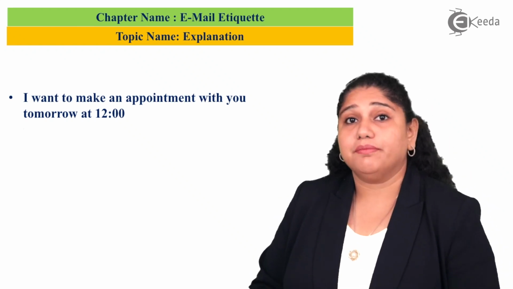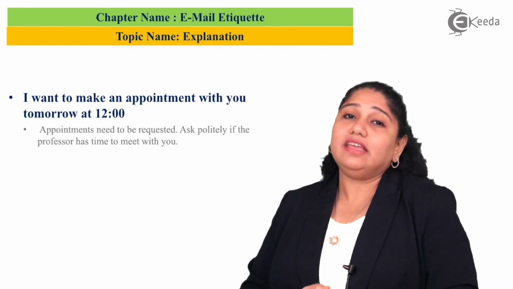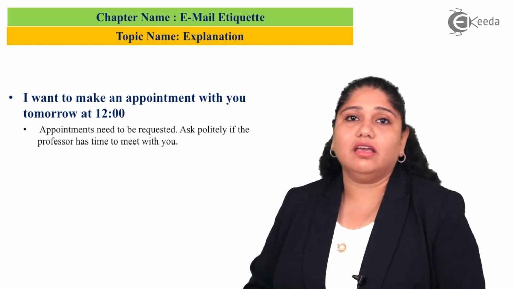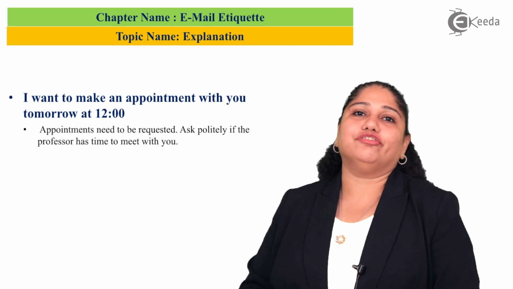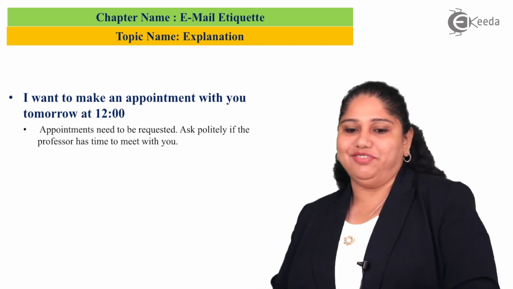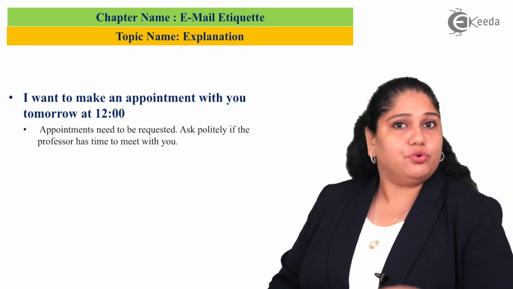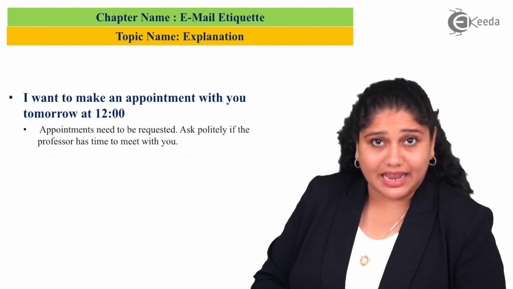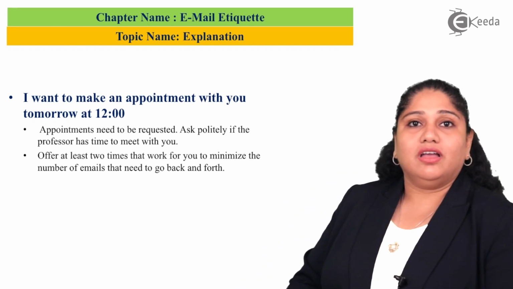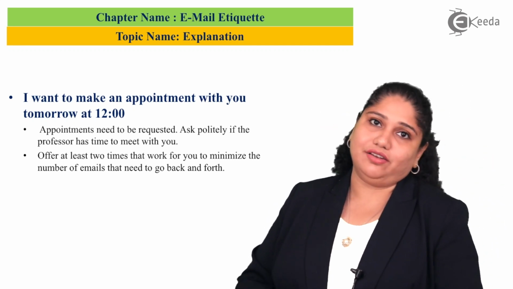Appointments are not demanded, appointments are asked. So if any point of time, if you want an appointment, it is always an asking or an inquiring thing of is that appointment available, instead of just demanding an appointment at 12. So as politely, if the professor had time to meet you, so you could have asked the professor politely if he had time to meet you, offer him at least 2 times. That would work well for you to minimize the number of emails that need to go back and forth.